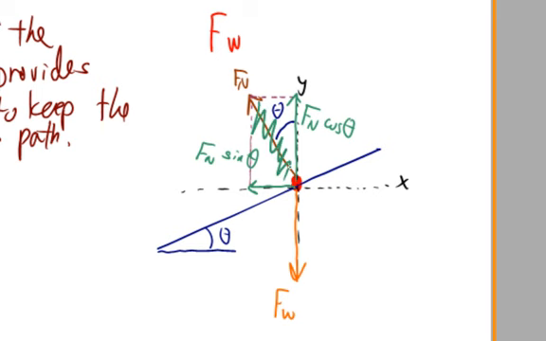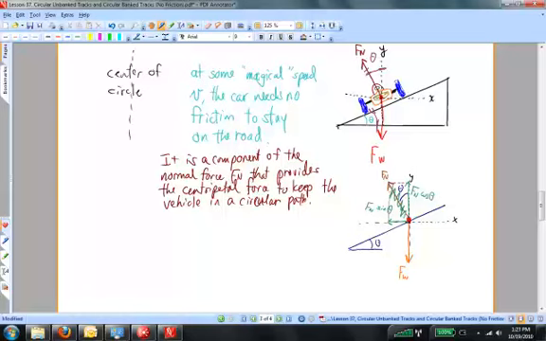And now I can remove the normal force, and I have its components, Fn cos theta and Fn sine theta, that are acting on this object. Which piece is actually causing the centripetal acceleration? Well, it is the Fn sine theta piece that's causing it.